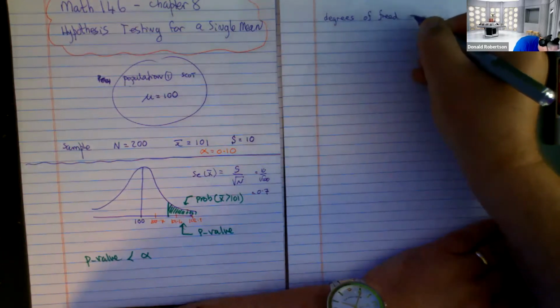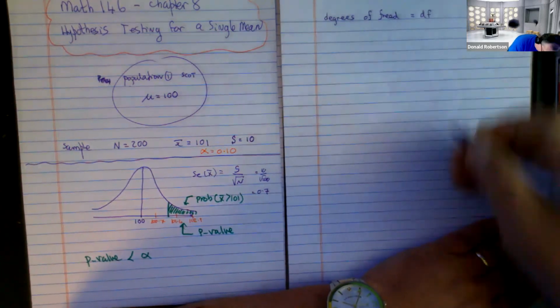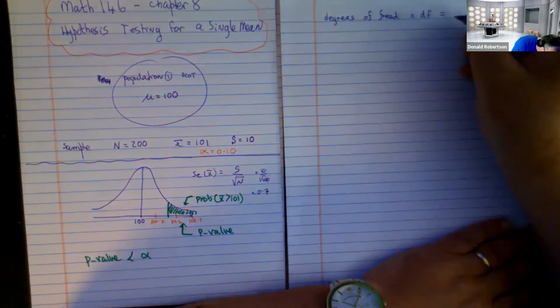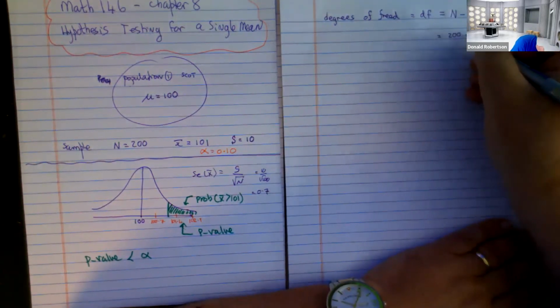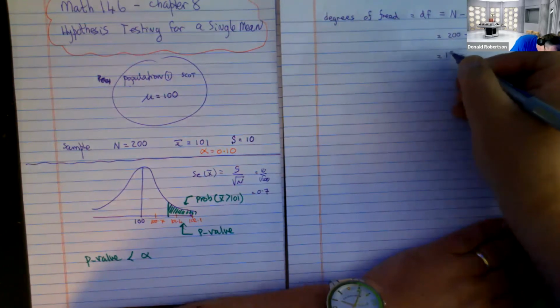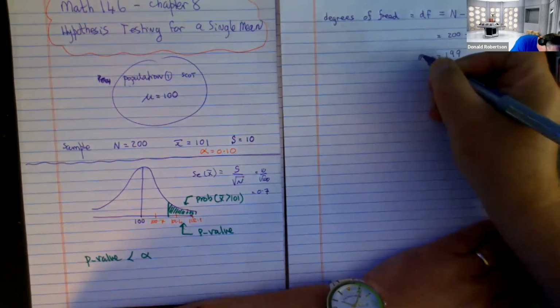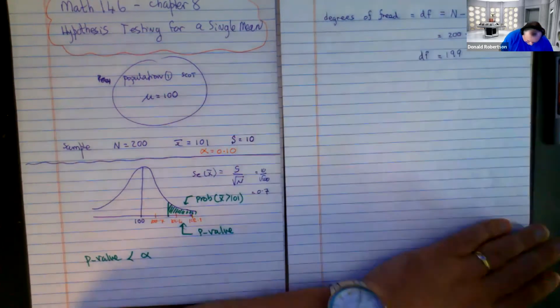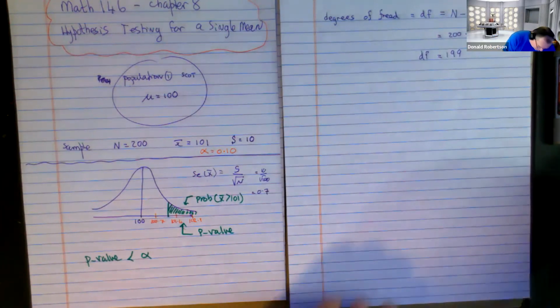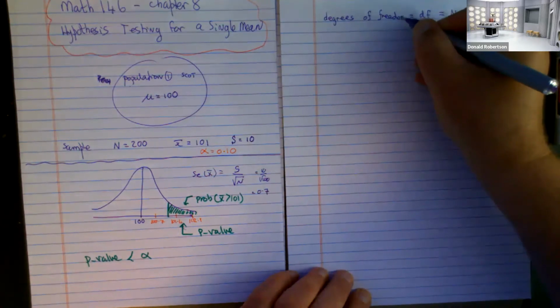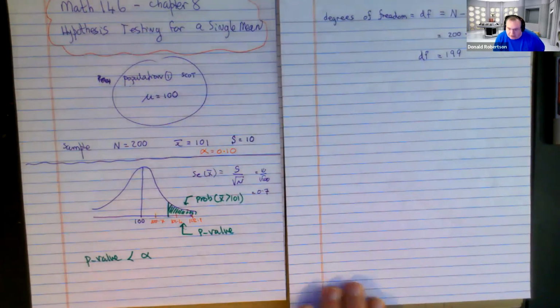called Degrees of Freedom, very often DF for short. The degrees of freedom is the sample size take away 1. So in my case here, it's 200 take away 1, so the degrees of freedom are 199. If I ask you, what is the degrees of freedom? Simply, it's just the sample size take away 1.